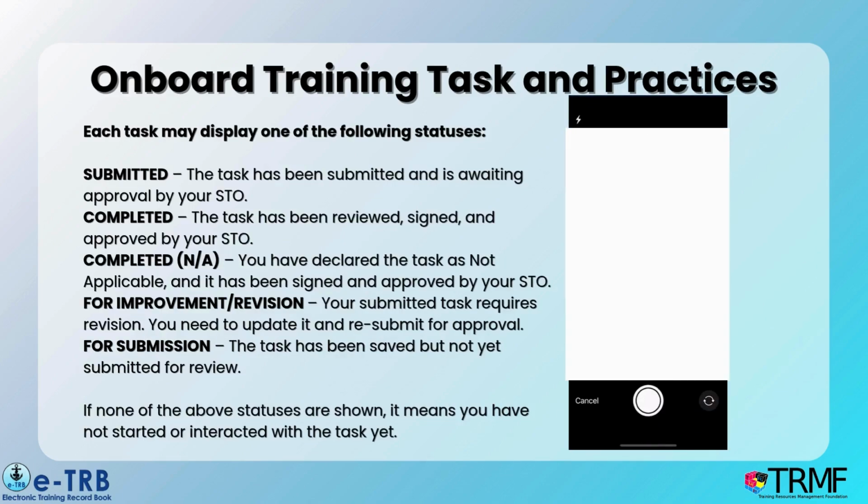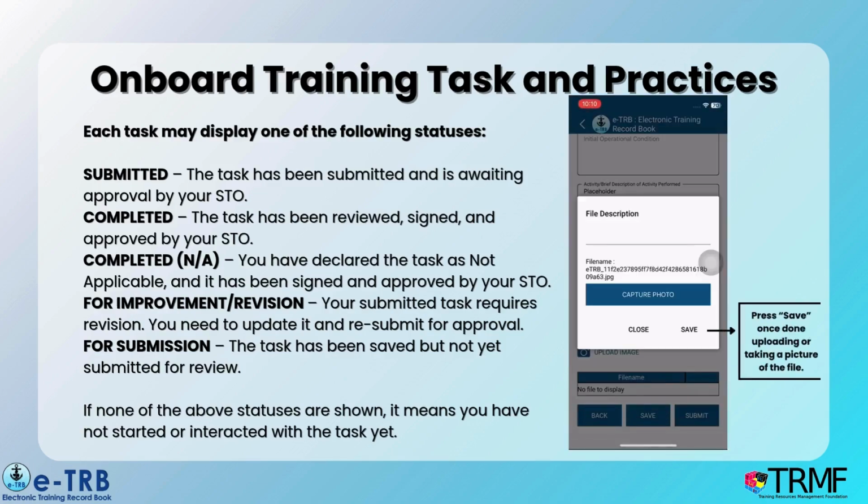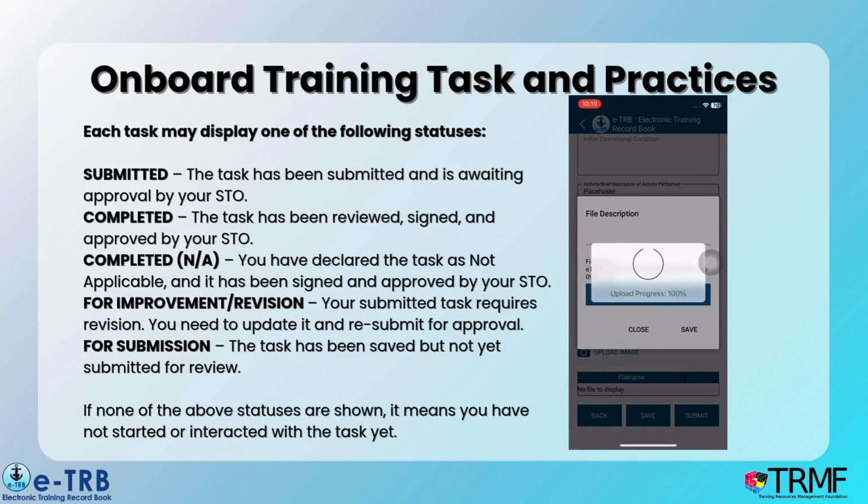Each task may display one of the following statuses. Submitted: the task has been submitted and is awaiting approval by your STO. Completed: the task has been reviewed, signed, and approved by your STO. Completed NA: you have declared the task as not applicable, and it has been signed and approved by your STO.